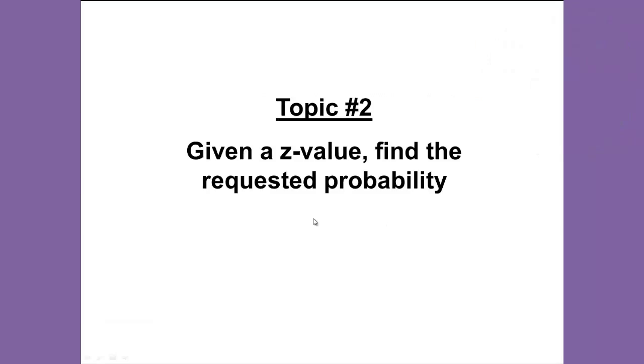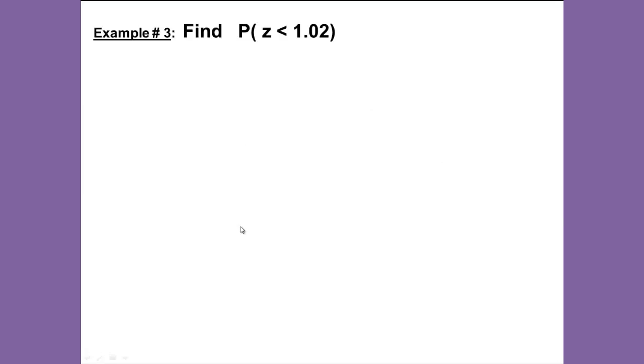We are ready for topic 2, which is given a z-value, find the requested probabilities. In this case, we are ready for example 3. Find the probability that z is less than 1.02.